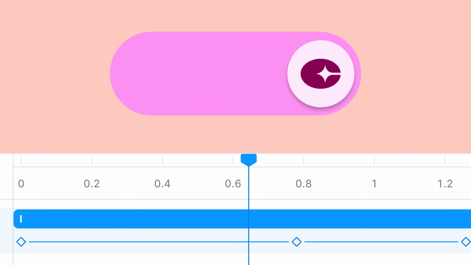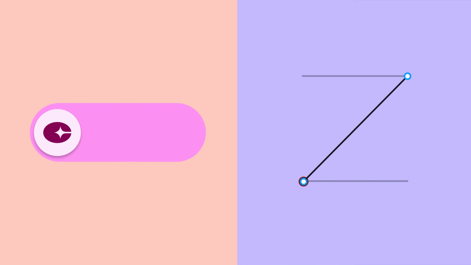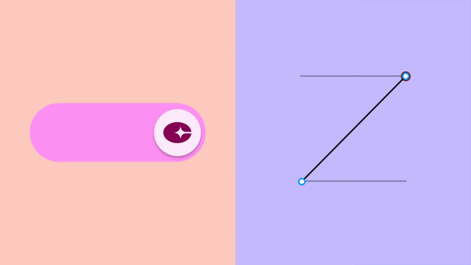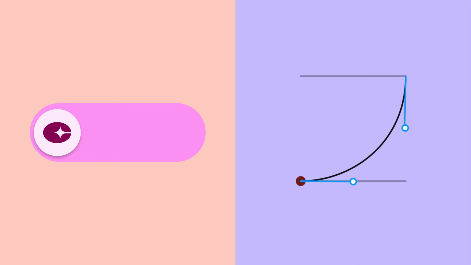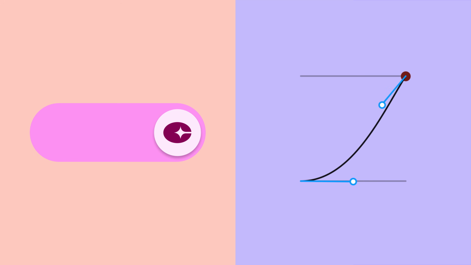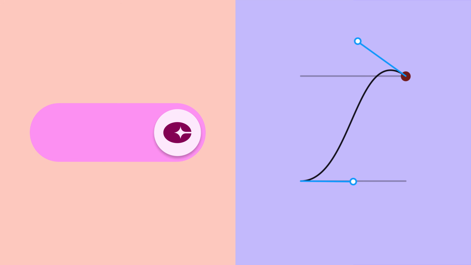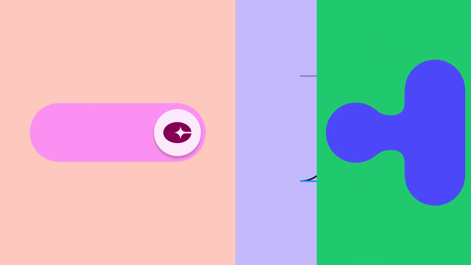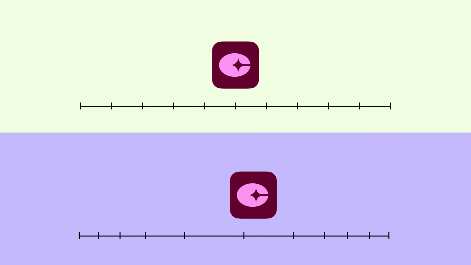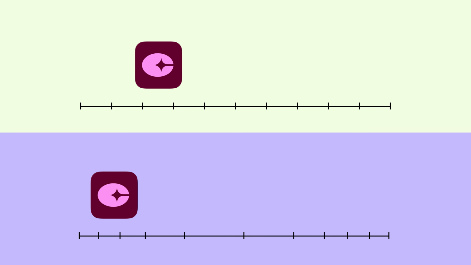Keyframes define what changes and when. Easing defines how it gets there by controlling whether an animation accelerates, decelerates, or both. It's what separates motion that looks correct from motion that feels correct. To see how much of a difference the correct easing can make, take a look at these two examples.